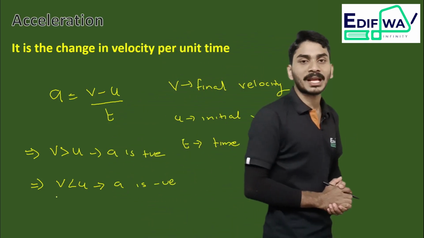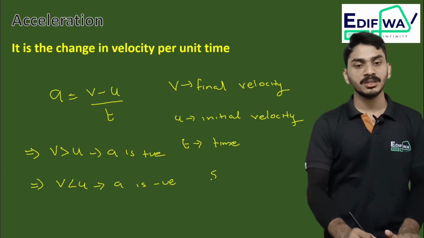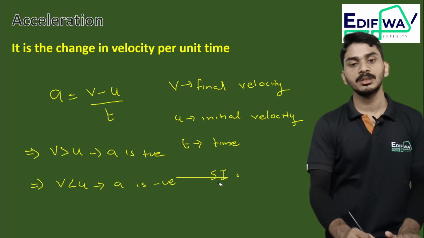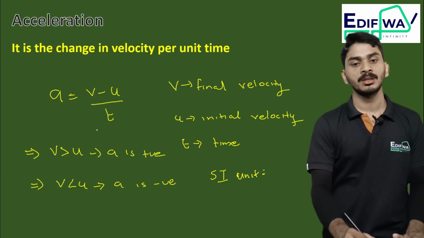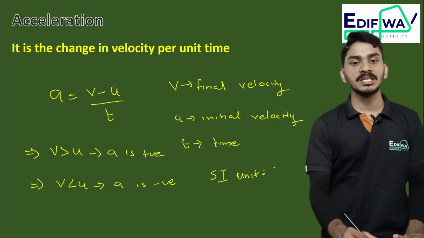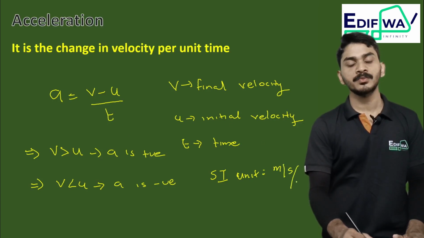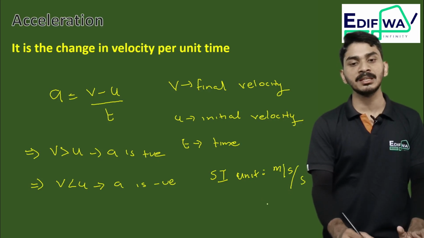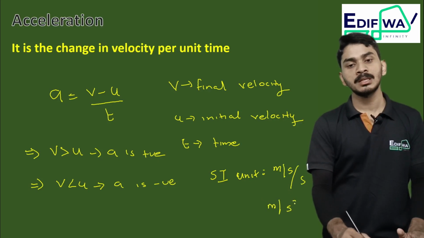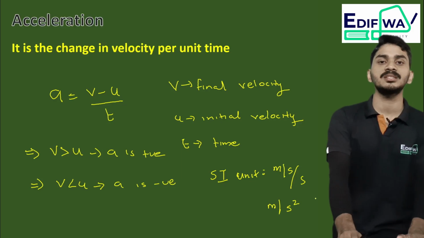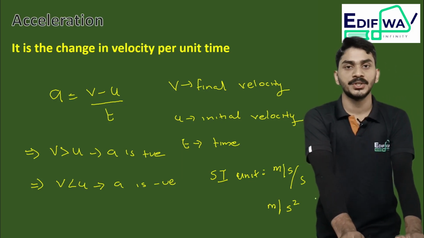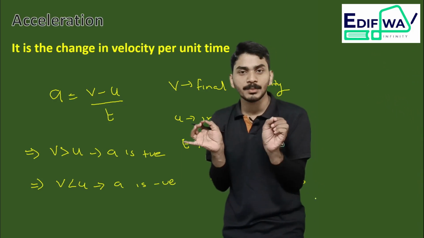Now what is the unit for acceleration? What is the SI unit? For velocity it is meter per second, and for time again it is second. So it is meter per second square. That is the unit for acceleration. Clear? This is a very simple concept.